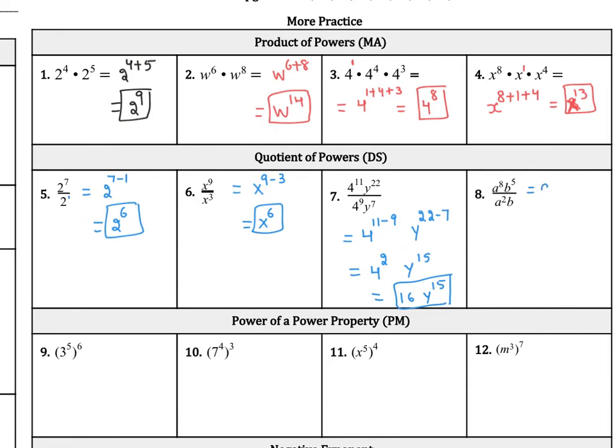Next is a to the power 8 minus 2, b to the power 5 minus 1, and that's going to be a to the power 6, b to the power 4. For question number 4, I made a mistake, so it should be x to the power 13.